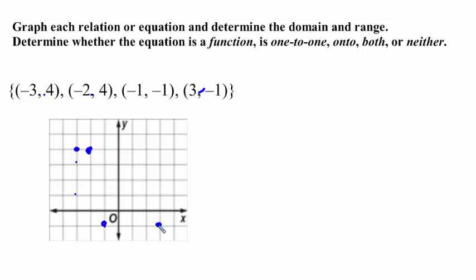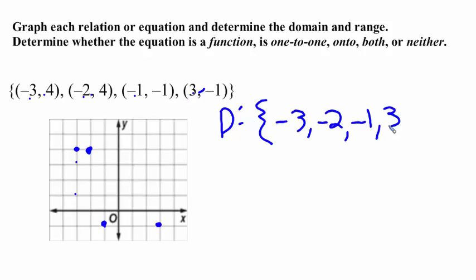They do then want us to state the domain and range. The domain is the set of all x values. There's a -3, a -2, a -1, and a +3. If any of those had been repeated, we would only write them once.